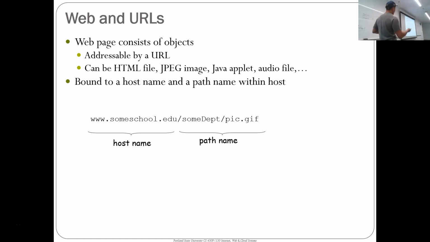A web page consists of objects addressable by a URL, and it can be an HTML file, a JPEG file, a Java applet, or an audio file. And it's bound to a host name. So the naming scheme that we have come up with for the web is to have the very first part specify a DNS name, a host name. There could have been other naming protocols that would have decoupled the IP address from the content, but we didn't do those. We have this where the URL specifies a host name, an IP address basically, and then some relative path name on that host name.